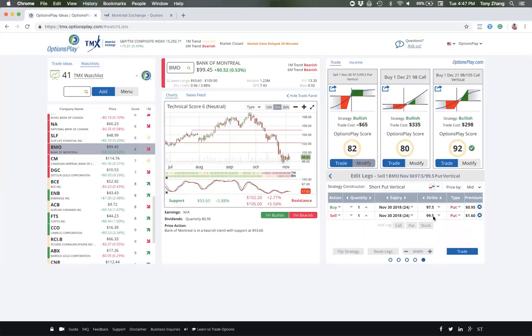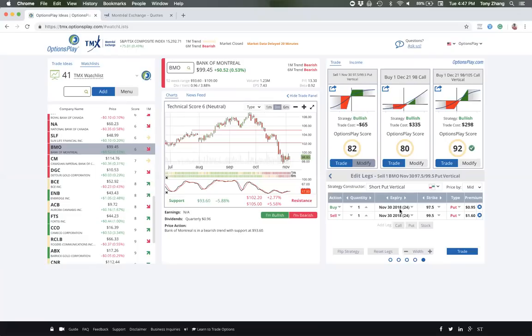I can sell the 99.5, 97.5, which is a $2 wide spread. I'm going to collect 65 cents on that. So that's almost exactly a third of the width. That's exactly what I'm looking for. So this is one of the other ways that you can find the optimal strikes without having to necessarily fiddle around with different deltas, is just select a width and move the strikes up or down one until you collect roughly a third of the width.